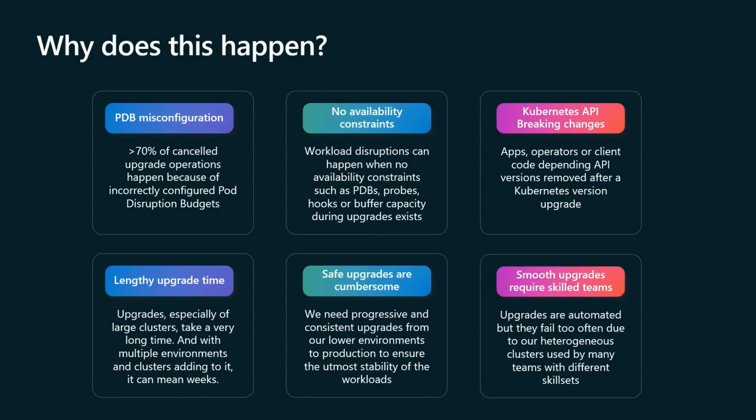So what are the reasons for this to happen? One is availability constraints misconfiguration, like pod disruption budgets. Over 70% of all the upgrades that get canceled by the platform are due to this one reason. The second is having none whatsoever. So you have PDBs, but maybe you don't have probes, or you have probes but no PDBs, or neither. You don't have extra capacity when you're upgrading, and this can generate problems when you're doing that upgrade.